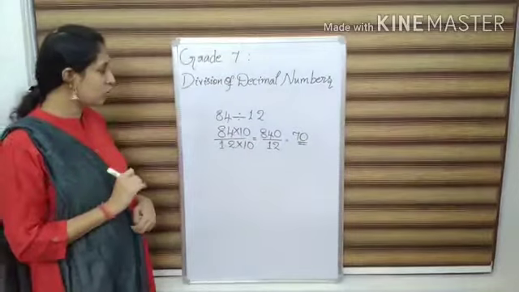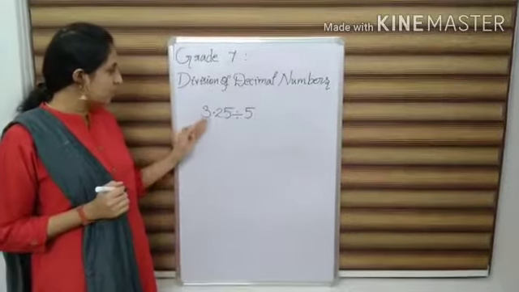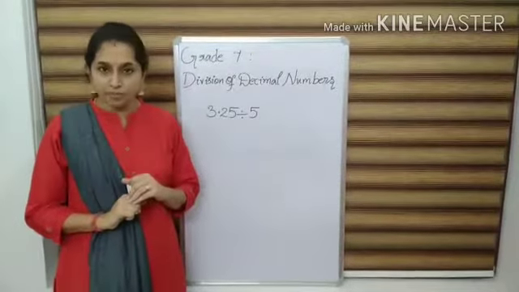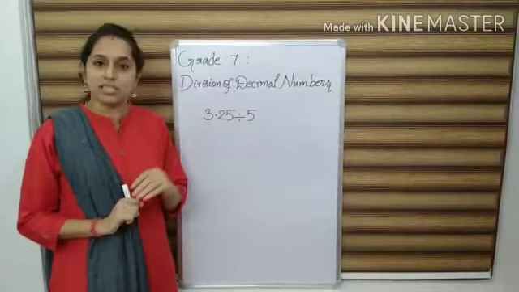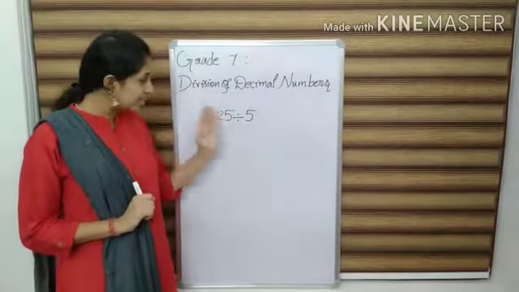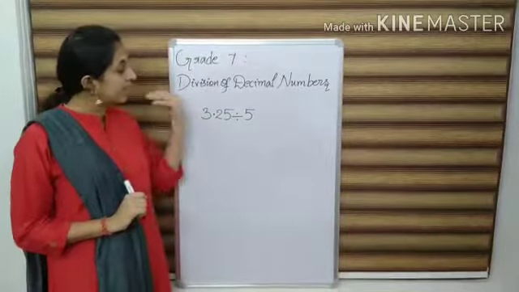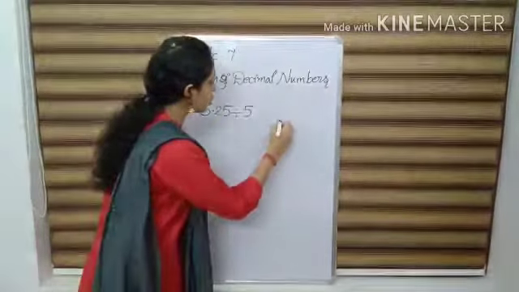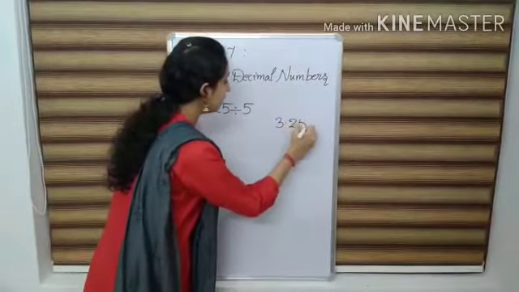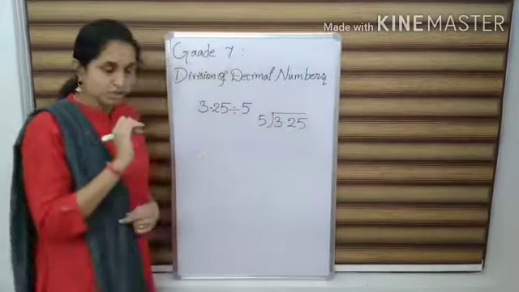Now let's move on to a few more questions. The third question is 3.25 divided by 5. Here the dividend is a decimal number but the divisor is a non-decimal number. So in such cases where divisor is a non-decimal number, you can directly go for division. I will show how to divide. 3.25 divided by 5. We'll go for direct division.